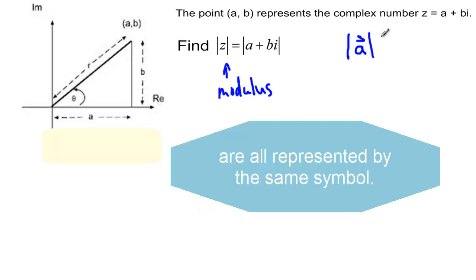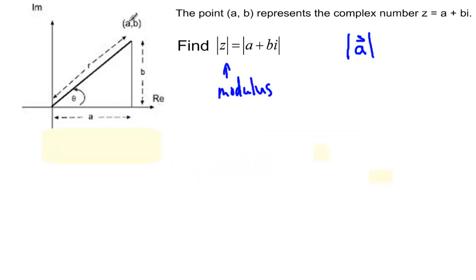So if we know the magnitude for a vector that goes to the point (a, b), we actually do know the modulus of a complex number z, which also has the point (a, b), a plus bi. So what is it? Well, it's going to be that Pythagorean relationship: a squared plus b squared, and the square root of that.